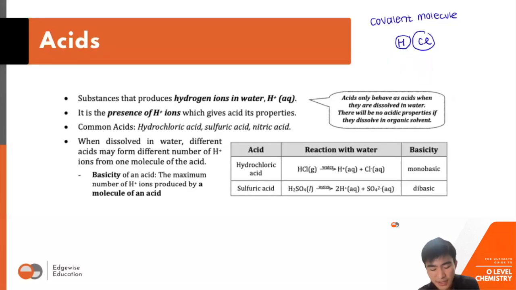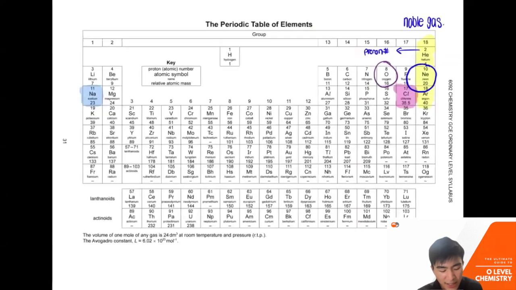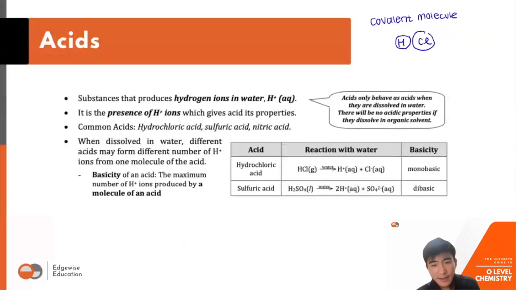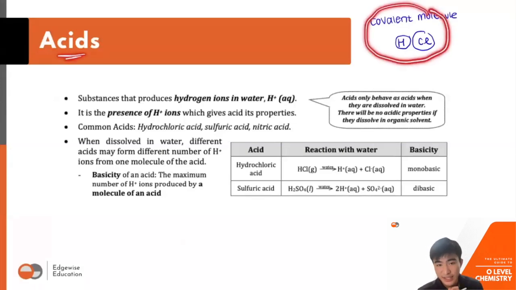For new students who have just joined us, just now I was explaining, on the left-hand side of the periodic table is where the metals are located. On the right-hand side is where the non-metals are located. Okay, now back to the slide. If I have a covalent molecule, HCl, this forms the basis of why acid actually takes place.